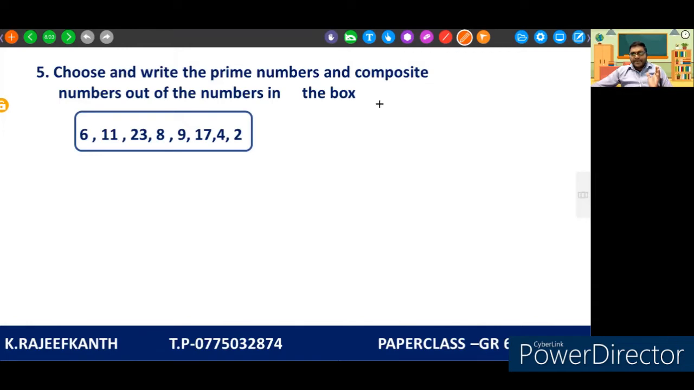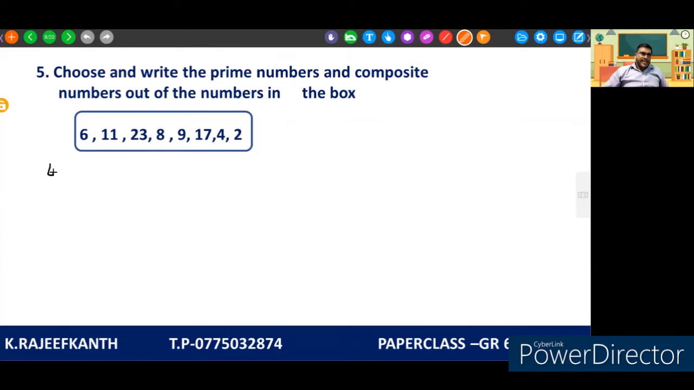Prime numbers have only two factors. A composite number has more than two factors. Now, first you have to consider the factors of these numbers. Then you can find the prime numbers and composite numbers. Here 6.